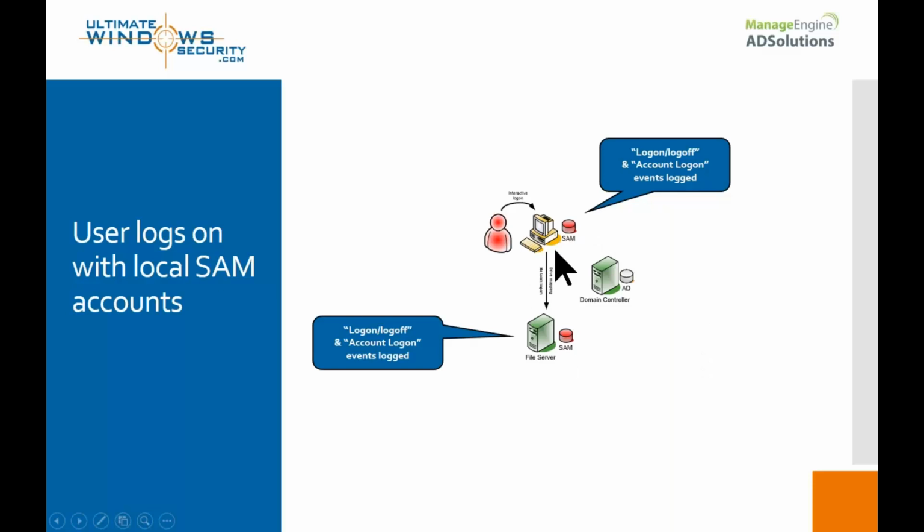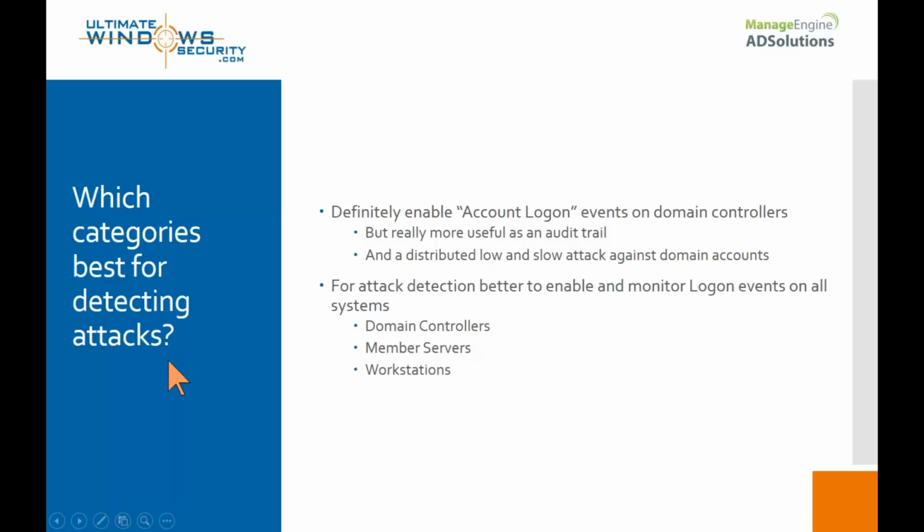So an attack could be going on and you won't know about it if all you're doing is collecting your domain controller events. So which categories are best for detecting attacks? Well, you definitely want to enable account logon events on your domain controllers, but it's really more useful as an audit trail and maybe for catching low and slow attacks against domain accounts. But for attack detection, the logon events category is better. And the thing is, though, we need to turn it on all of our computers, all of them.